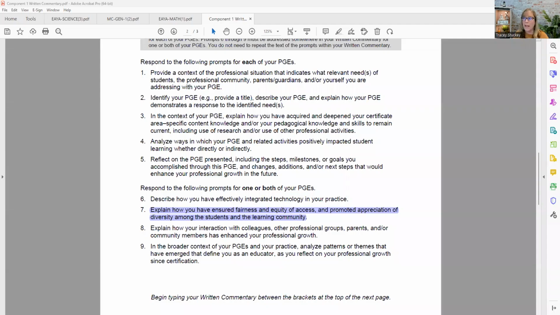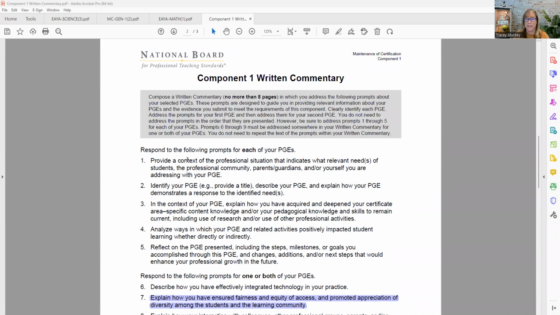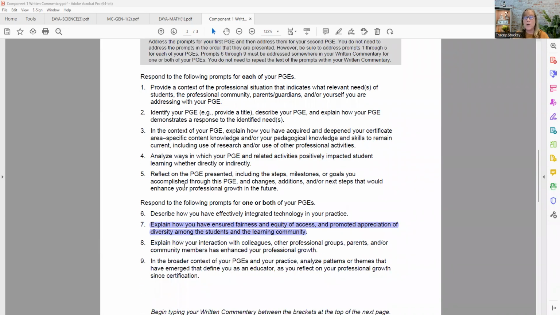Hello there, friends. So we are here looking at component 1, written commentary for the MOC process, particularly looking at question number 7. Explain how you have ensured fairness and equity of access and promoted appreciation of diversity among the students and the learning community. Now, there's a lot of chatter around this. I don't understand. I don't know what this means.